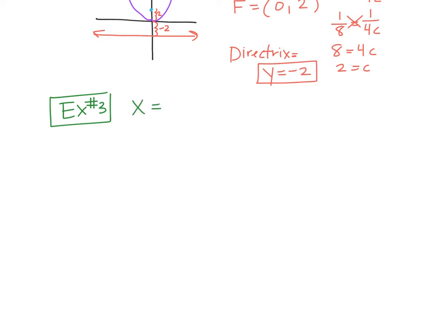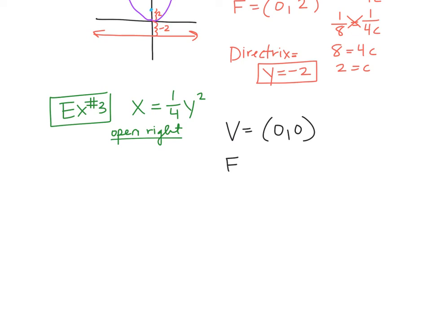Now it's x equals 1/4 y squared. So you should see this and go, oh, we're not opening up and down anymore. Now we're going left and right, and this is a positive A, so we're going to open which way? To the right. Did you get that? So we're going to open to the right. Our vertex, still (0, 0).